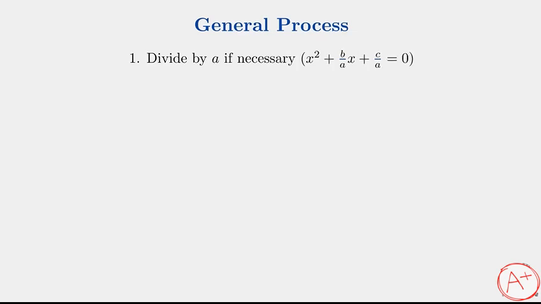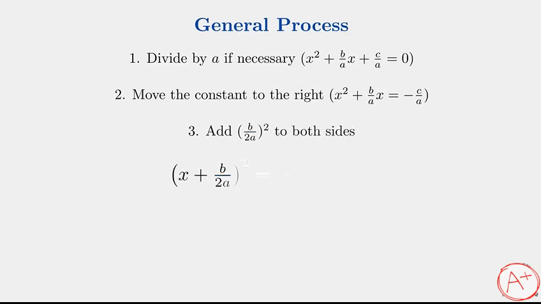Then move the constant term to the right side of the equation. Finally, add (b divided by 2a), all squared, to both sides. By adding half of the x coefficient squared to both sides, we force the left side of the equation into a square that we can then easily solve by taking the square root.